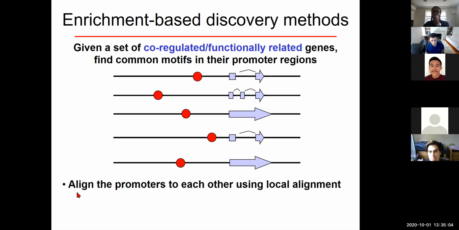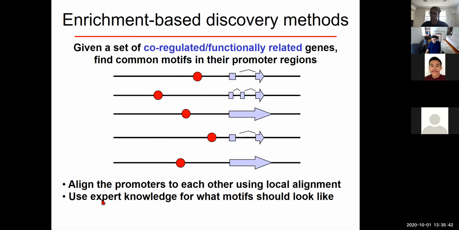One way is you could use local alignment. You could basically say, okay, great, I'm going to find short stretches of matches between these different genes. So we're going to be aligning the promoters to each other using some kind of local alignment. Well, this is great, but the motifs themselves might be very short and degenerate. So the alignment score for the local alignment might not be very strong, and most importantly, might not be very distinguishable from other locations in the genome where you might have some spurious matches.